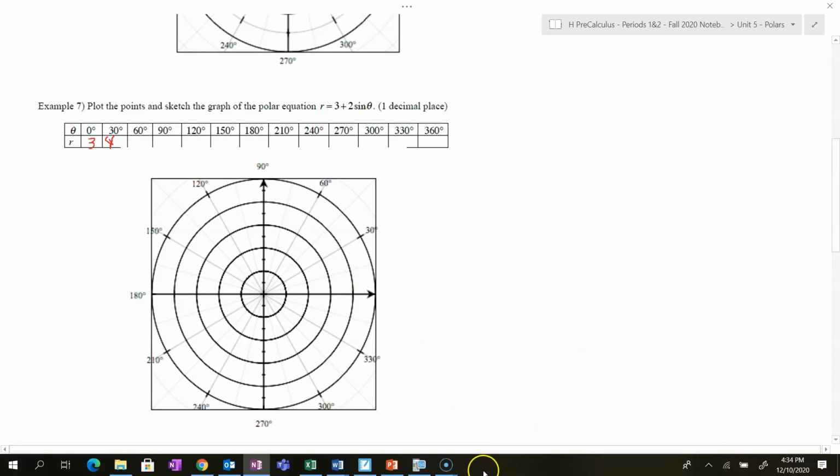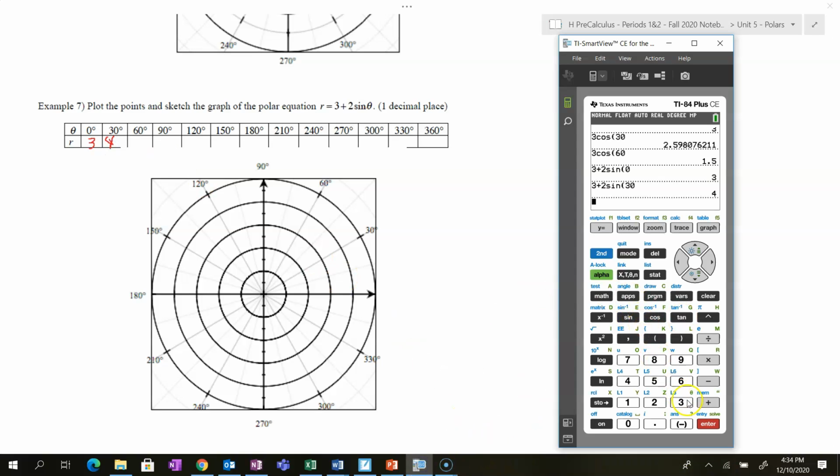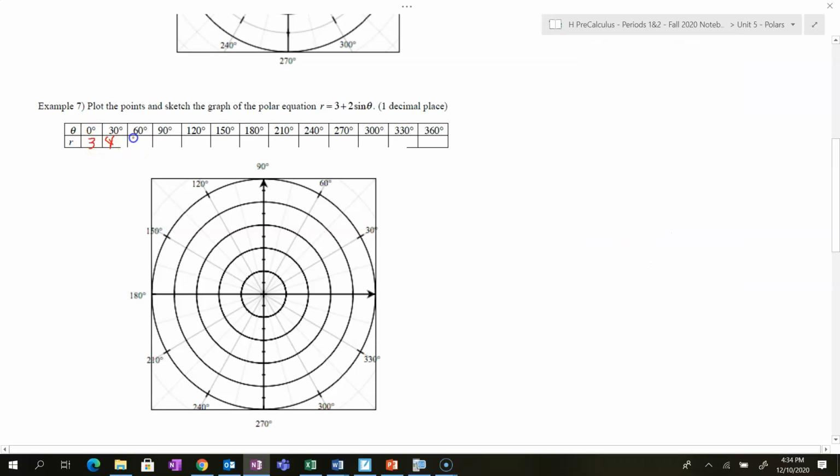And then we do the same thing again with 3 plus 2 sine 60, and that's going to be 4.7. And so you're starting to get the idea. So again, press pause, and you can go ahead and fill in the rest of yours while I do the same, and then we can compare answers.